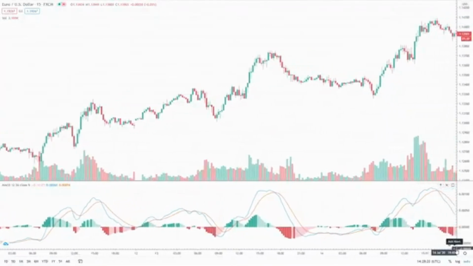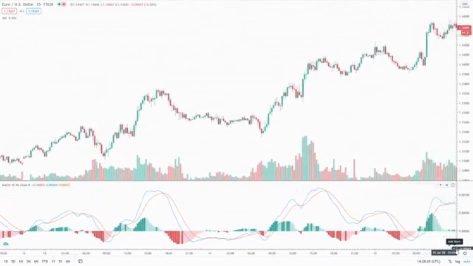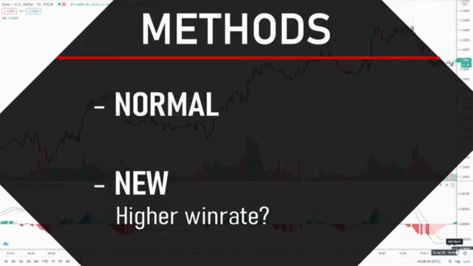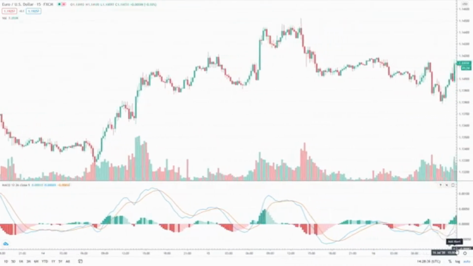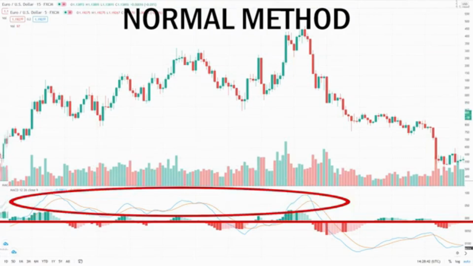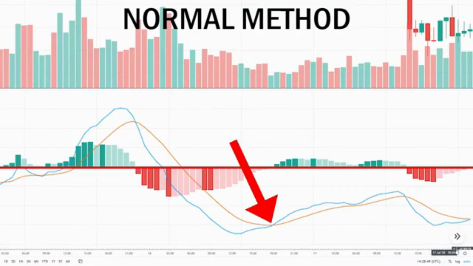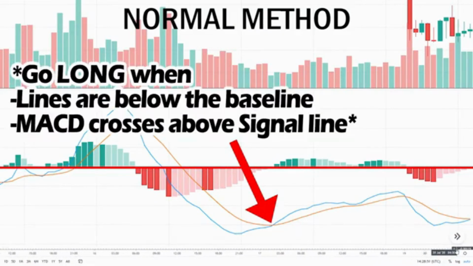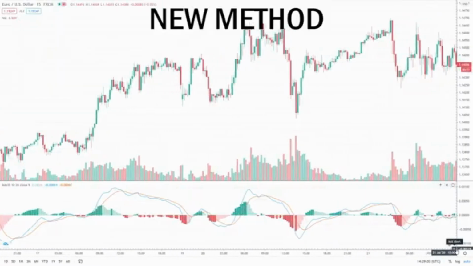So now that you know the parts of the MACD, I'm going to explain how you use the MACD. Like I said at the start of the video, there are two methods that I'm going to backtest. The first method is called the normal method. This is simply how most people use the MACD indicator. So quick summary, there are two lines. They can be either above or below the baseline. If the two lines are below the baseline and the MACD line crosses above the signal line, you go long. And if the two lines are above the baseline and it crosses below the signal line, you go short. Pretty simple. Now for the new method.